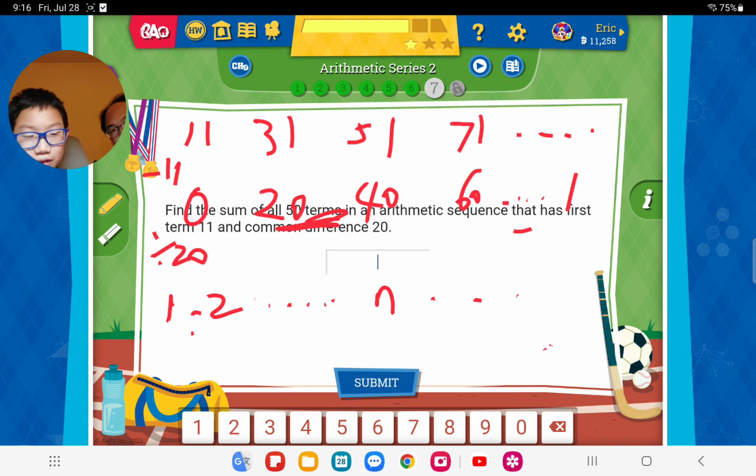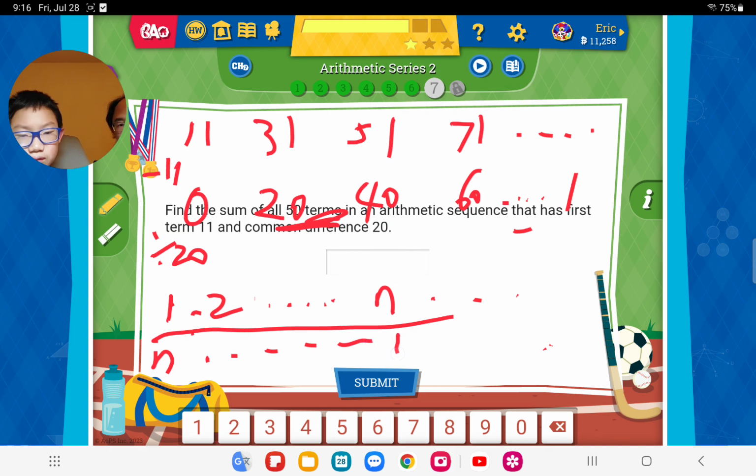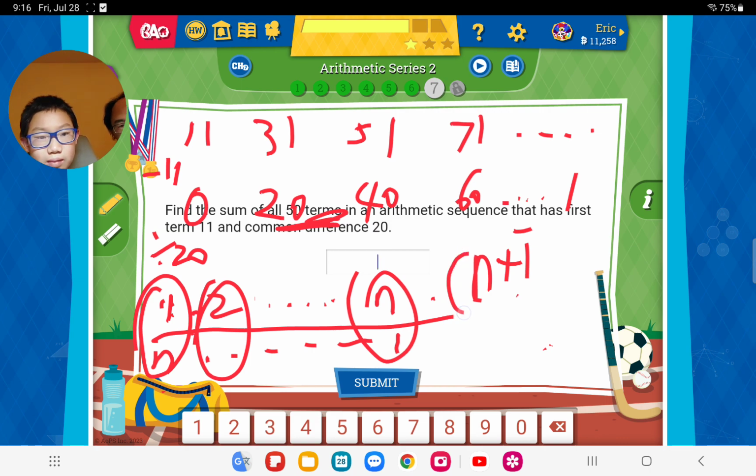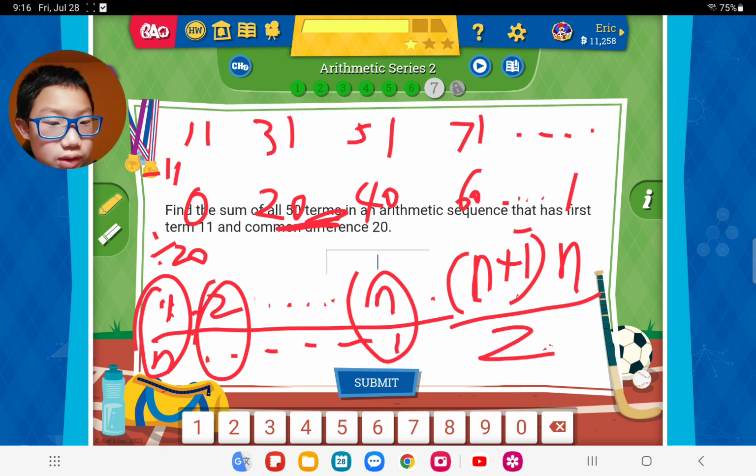You don't know. Copy the sequence, reverse the sequence. Is it correct? Yes. So every stack is n plus 1. How many stacks? n stacks. So every two numbers is n plus 1, and we have n numbers. Then because we copied the sequence, we divide by 2. Understand this formula? Yes.